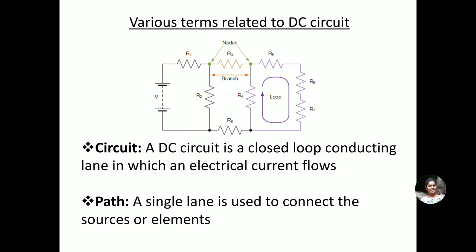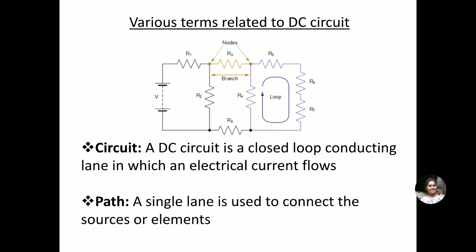So first we'll discuss what is meant by node. Node is a junction. In this diagram we find green dots near R1, R2, R3. That point is a junction for R1, R2 and R3. Likewise, we see a green dot at the connecting point of R3, R4 and R5. These two points are called nodes.